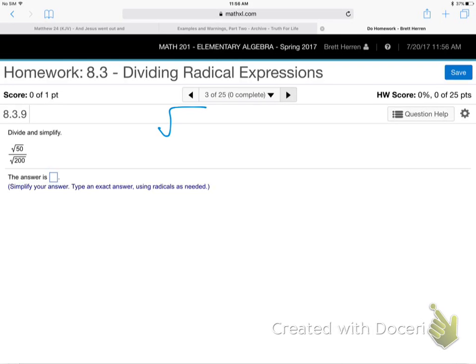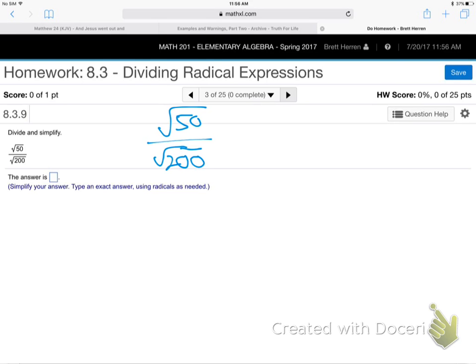So square root of 50 over the square root of 200. Try that one. So I would divide those numbers. Start by dividing. 50 goes into 200, right? How many times does 50 cents go into $2? 4 times, right? That's what we have there. 50 cents into $2, right? It goes in there 4 times.